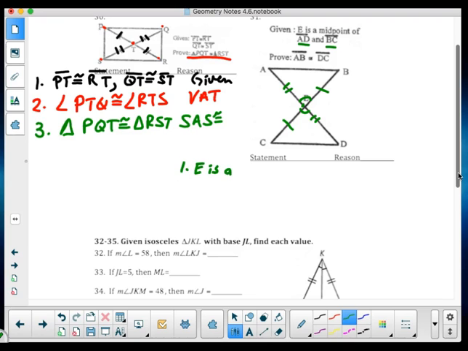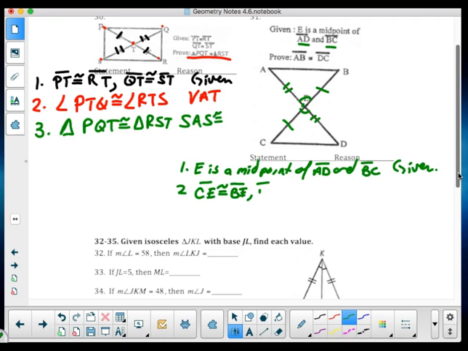So E is a midpoint of segment AD and segment BC. And those are given. In step 2, I know because of definition of midpoint, segment CE is congruent to segment BE, and segment AE is congruent to segment DE. And that is because of definition of midpoint.